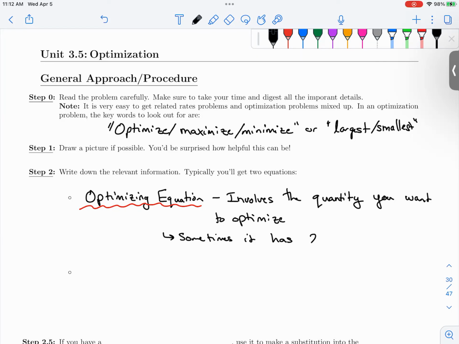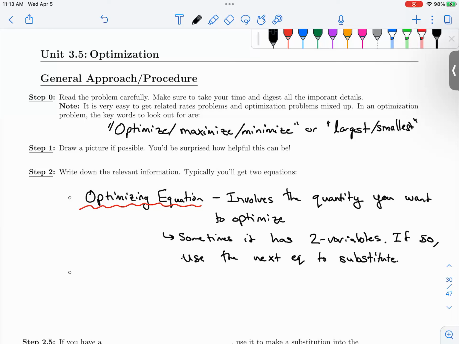Sometimes it has two variables. If so, you use the bottom of the next equation to substitute. So that's the optimizing equation. It's the thing that you're going to use. This is the thing you're going to take derivatives of, because you're trying to optimize, meaning you're going to be using the first or second derivative test to find maximums and minimums.